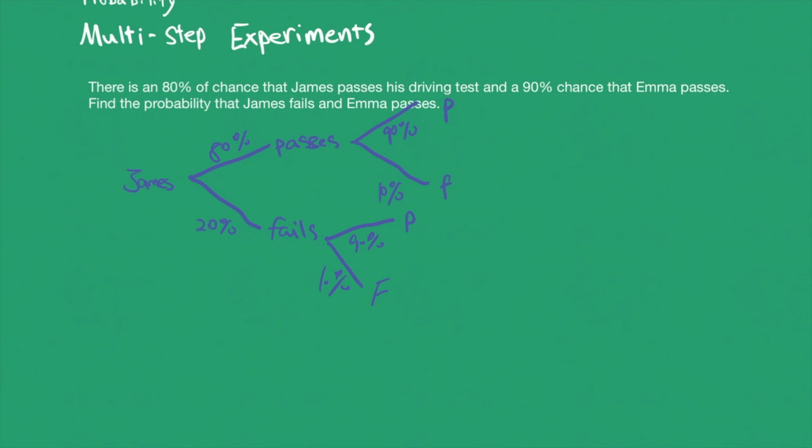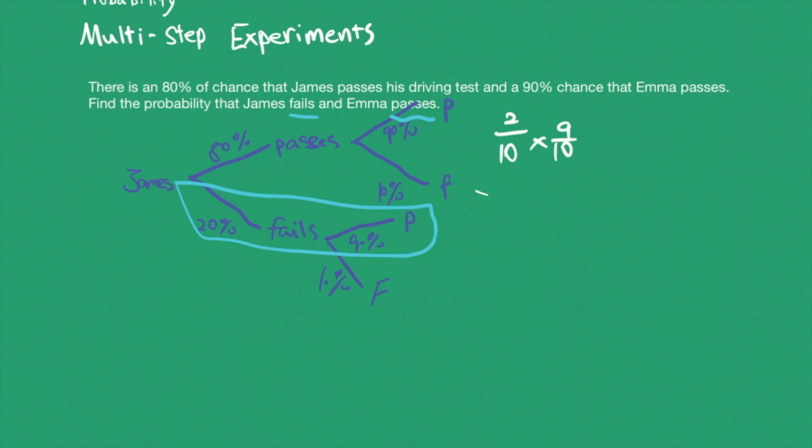The question asks us to find the probability that James fails and Emma passes. So, if we look at the tree diagram, this would be the only circumstance where James fails and Emma passes. So we just need to times the probabilities together. In this case, 2 over 10 times 9 over 10. So 18% would be the probability that James fails and Emma passes.